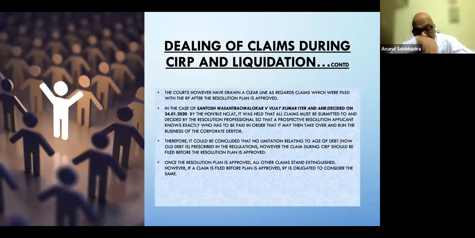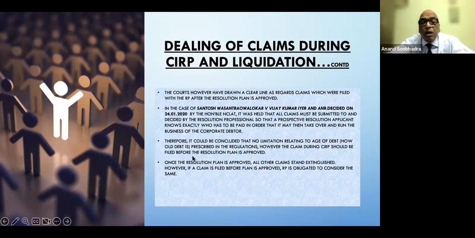And in this and subsequent orders, they very clearly said that on the date when the plans are being approved, any undecided claims would remain, and once the adjudicating authority approves the plan, then everything falls.